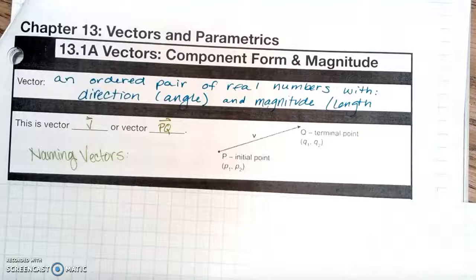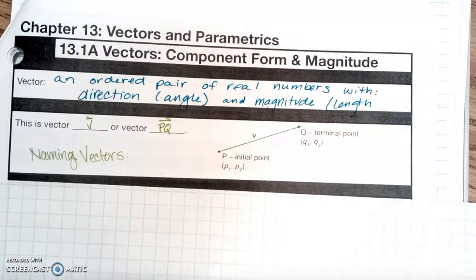All right, so chapter 13 is titled Vectors and Parametrics. The first half of the chapter, we're going to learn about vectors. And the second half of the chapter, we're going to learn about parametrics. So lesson 13.1a is titled Vectors, and it's basically an introduction to vectors. We're also going to talk about the component form and magnitude.